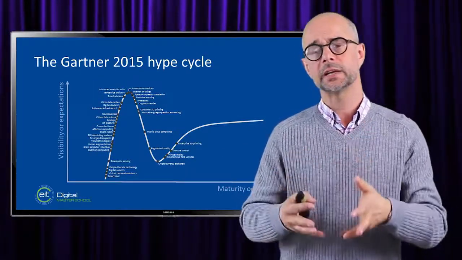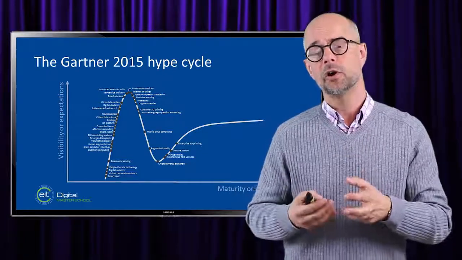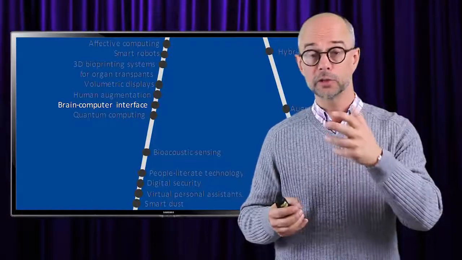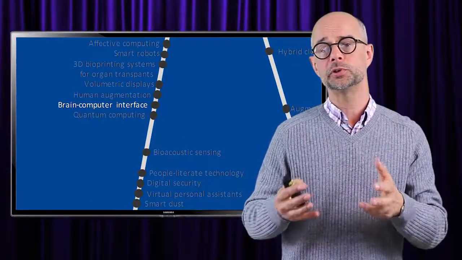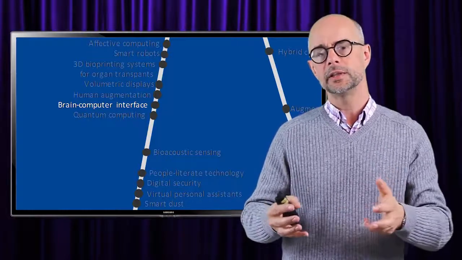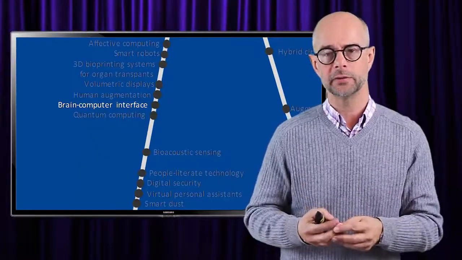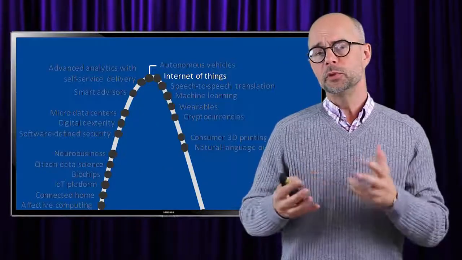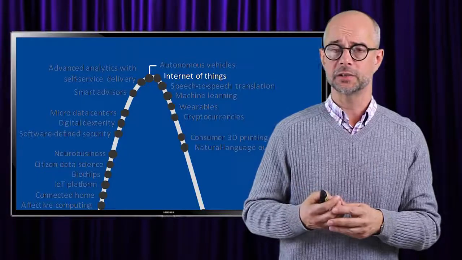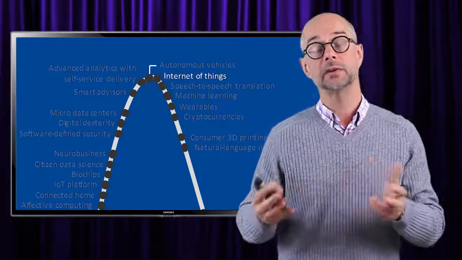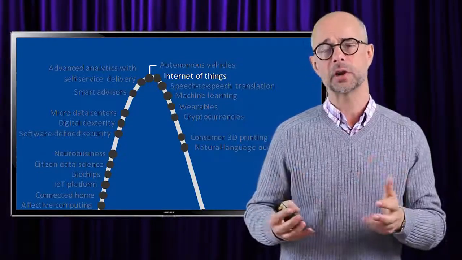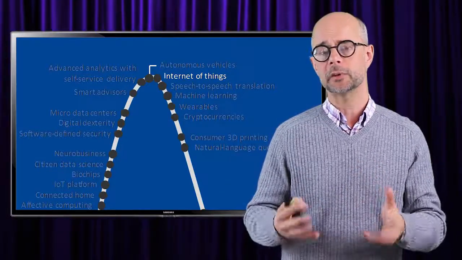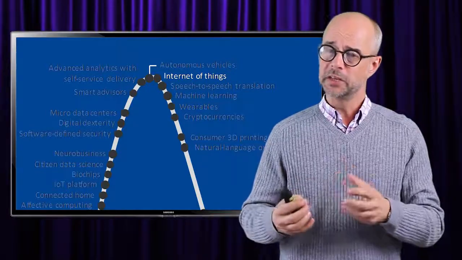Let's take some examples. Let's look at the last version of the Gartner hype cycle. What do we find there? For instance, in the technology trigger phase, we find the brain-computer interface. No wonder there's a lot of expectations in that area. Really fascinating, but still not proven. Then we move up to the peak of inflated expectations. There we have, for instance, the Internet of Things. There has been so much talk about the Internet of Things, but to be honest, we haven't really seen a lot of implementation. So it's a bit of a disappointment.